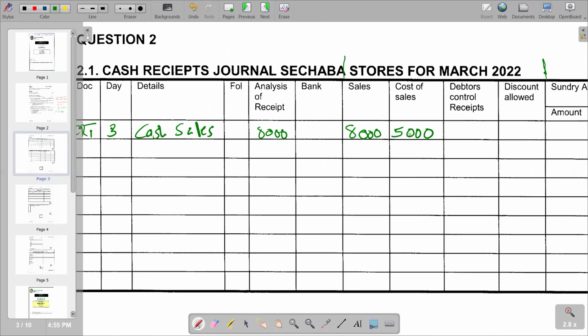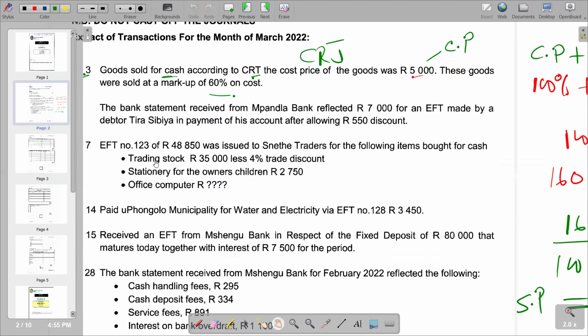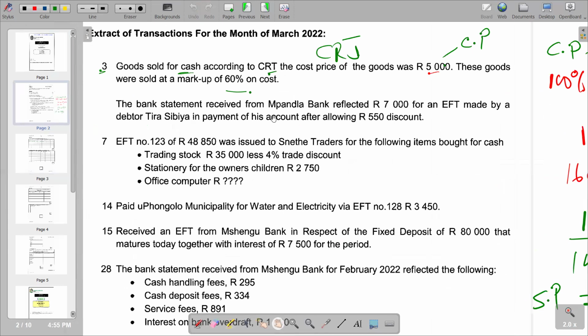So that is what we have according to this transaction. So we go back and try to see in terms of the next, which is all the same dates. The bank statement received from Madala Bank reflected 7,000 rands for an EFT made by a debtor, Tira Simia, in payment of his account after allowing 550 rands a discount.